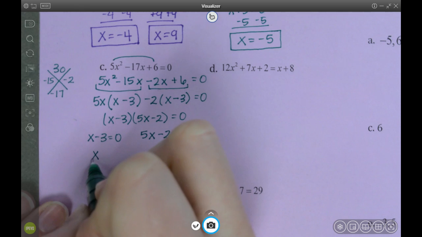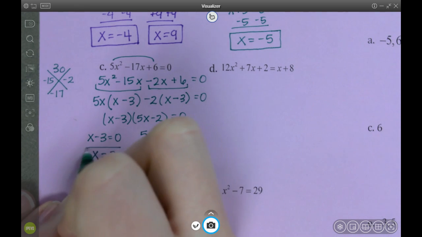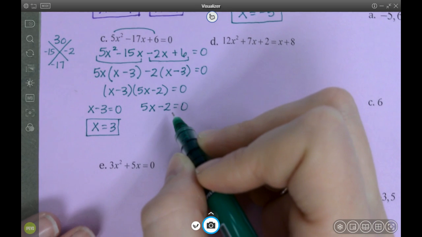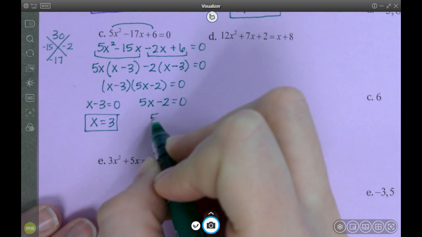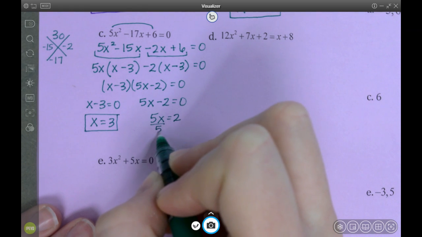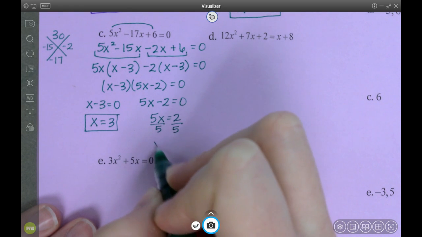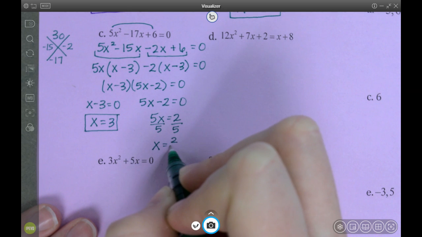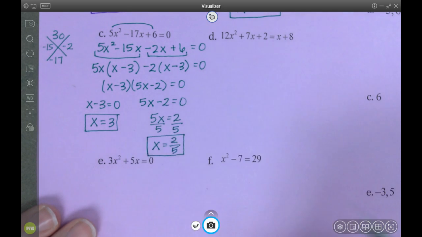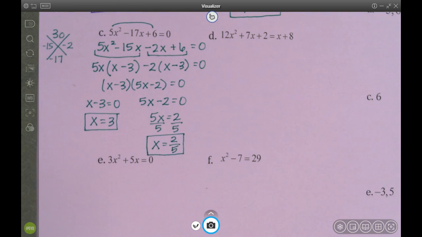So x equals 3. That one's easy. How do I solve this equation? Add the 2 to get 5x equals 2. And then divide by 5. And x equals 2/5. Ew.